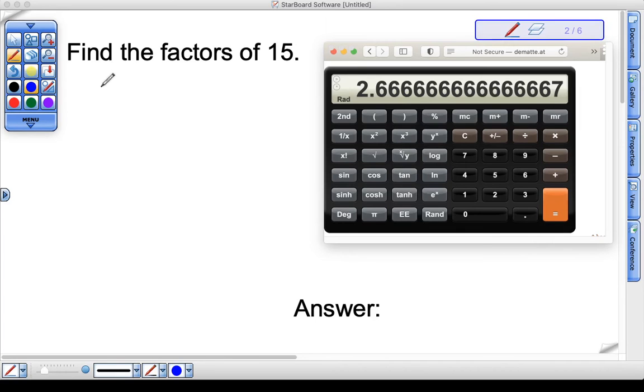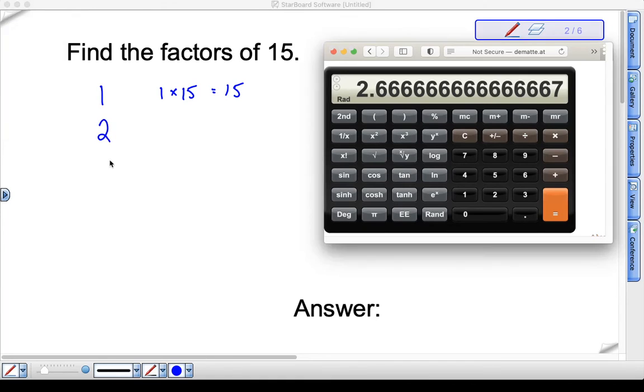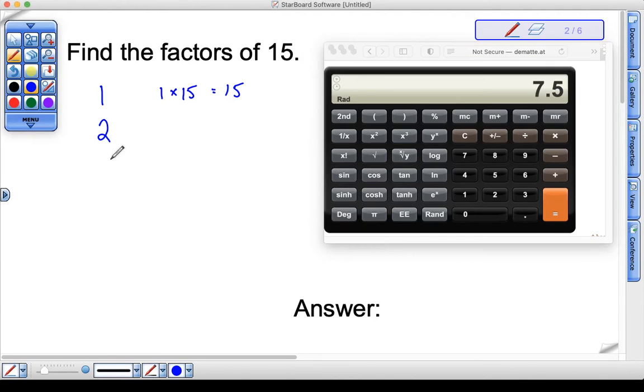Factors are always going to be 1 and the number. So 1 times 15 is 15. The next number I'm going to try here is going to be my 2. So I have to go back over to the calculator, and I'm going to put in my 15 because that's the number I'm trying to find factors for. And 15 divided by 2, I get 7.5. That's a decimal, so that means that is definitely not going to work. So I'll put in here, no.